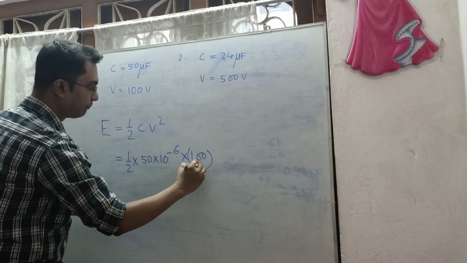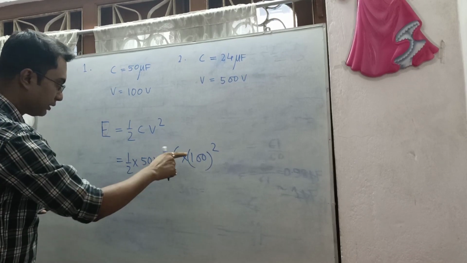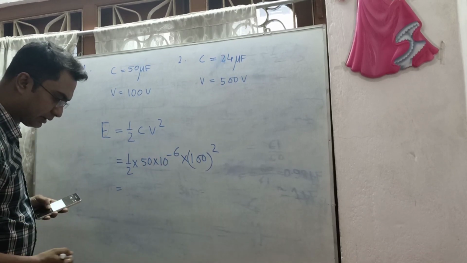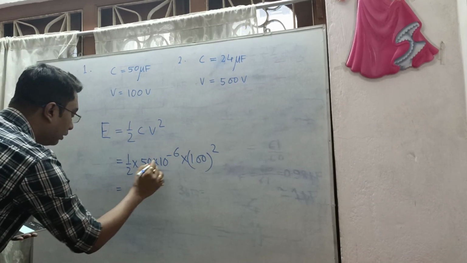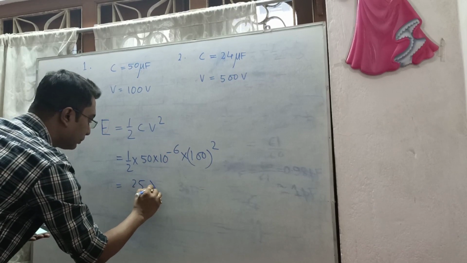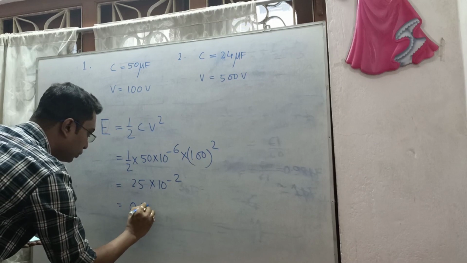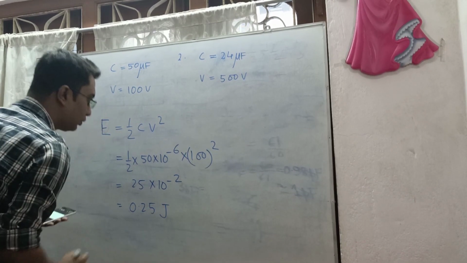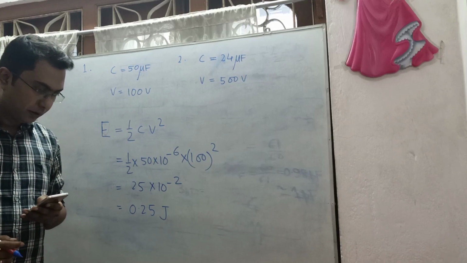So 50 microfarad is equal to 50 into 10 to the power minus 6 farad into V square, so it's 100 square. If we do the calculation, after simplification, the result will come out as 25 into 10 to the power minus 2, which is equal to 0.25 joules. Joule is the unit of energy, so it will be 0.25 joule.